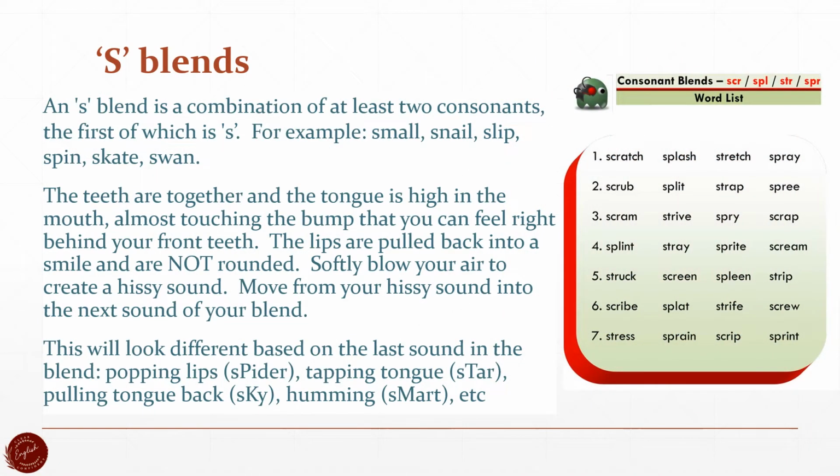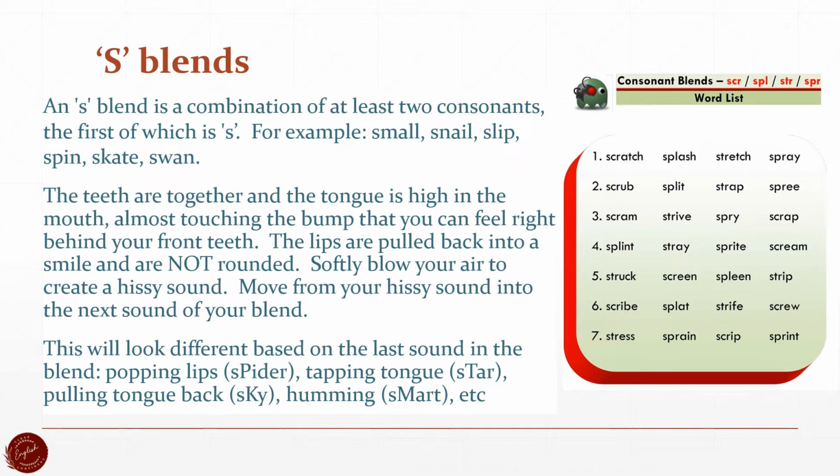The S blends are also very common in English, and they are formed when we have at least two consonants, the first of which is S. For example, small, snail, slip, spin, skate, and swan.